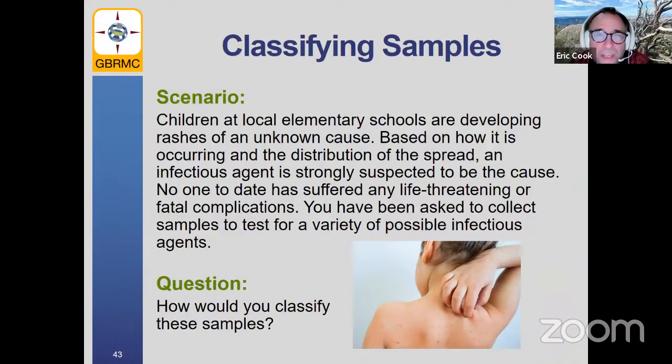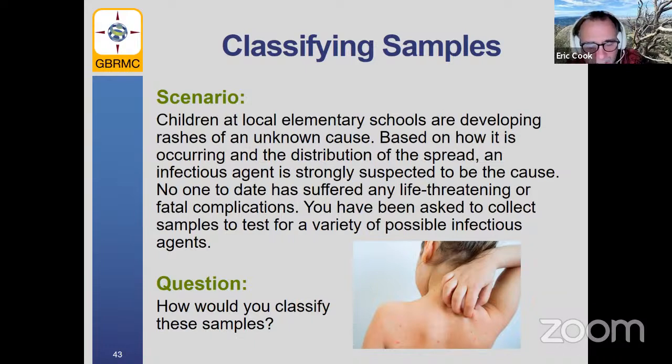We have children at a local elementary school developing a rash, and we don't know what is causing that rash. Based on how it is occurring and the distribution of the spread, we strongly suspect an infectious agent to be the cause. So it could be something like chicken pox or measles or some other infectious agent, some virus maybe we haven't detected before. No one to date, so currently no children have suffered any life-threatening or fatal complications.